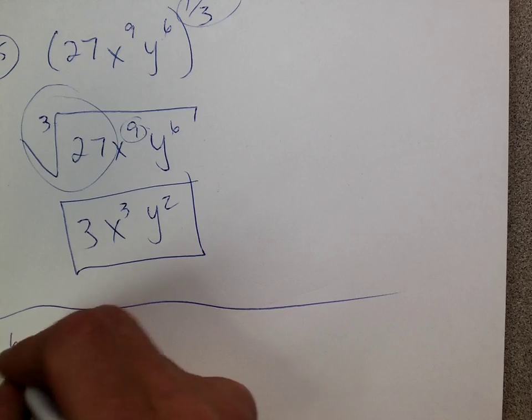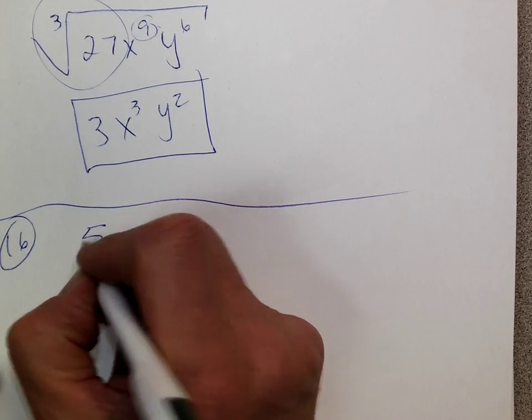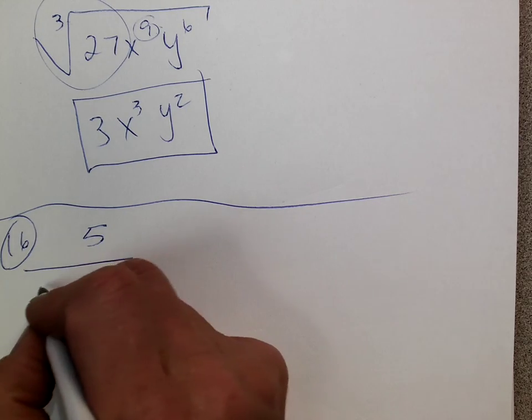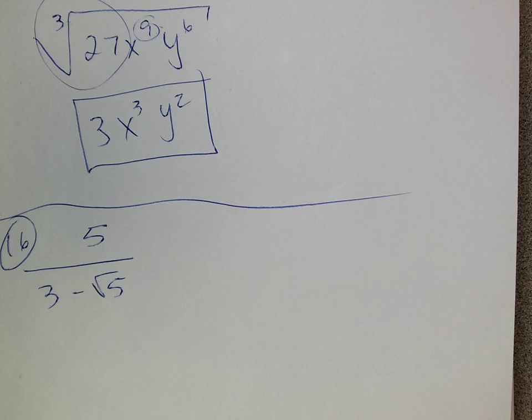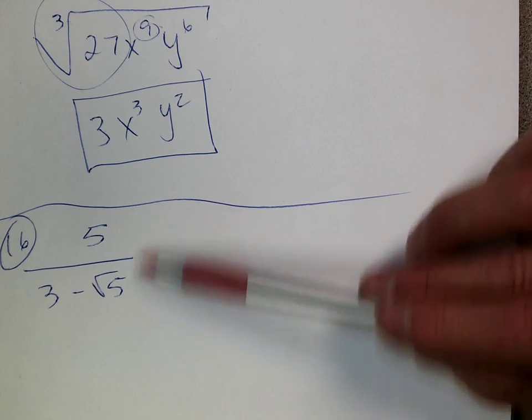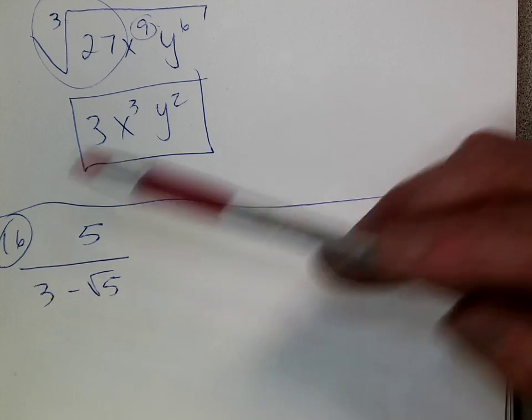Okay, 16. Here comes a fun one: 5 over 3 minus the square root of 5. Now, if you were to multiply by square root of 5 over square root of 5, don't do it, it won't work, because you'd have to multiply the 3 by the square root of 5 also, and you'd still have a square root at the bottom.